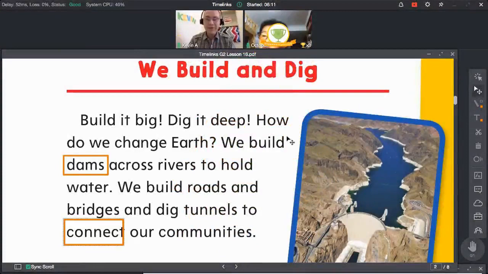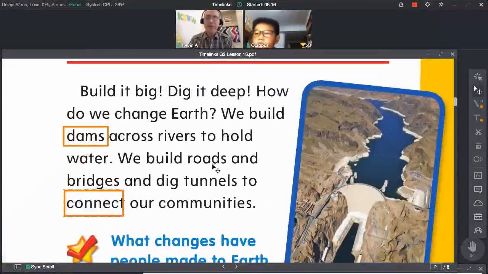So why do sometimes people dig in the earth? What are they trying to do? Because they want to make the community better. Yeah, exactly. So they might build a dam, they might build a bridge, they might dig a tunnel. All of these things can help make our community better. Okay, very good. You're a very good reader.